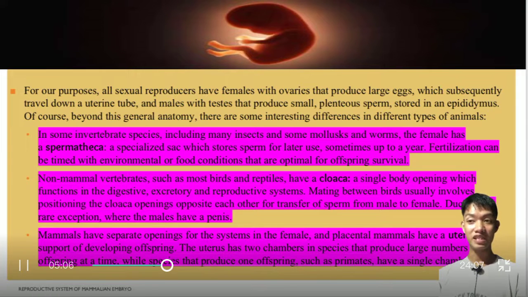Mammals have separate openings for the systems in the female. Placental mammals have a uterus for support of developing offspring. The uterus has two chambers in species that produce large numbers of offspring at a time, while species that produce one offspring, such as primates, have a single chamber.